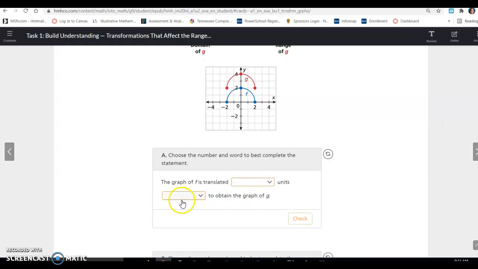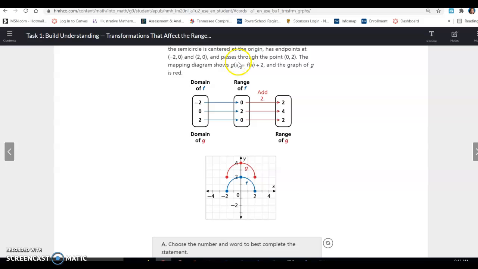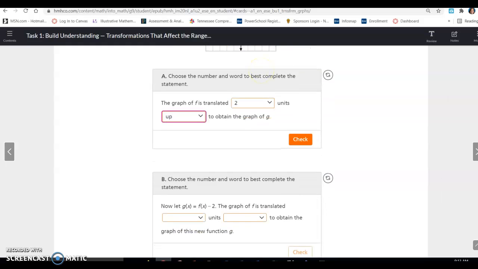Now it says choose the number and word to best complete the statement. The graph of f is translated 2 units up to obtain the graph of g. So this function is just shifted 2 units up, and that's what it looks like. g of x equals f of x plus 2. We just shifted the whole graph up 2 units.